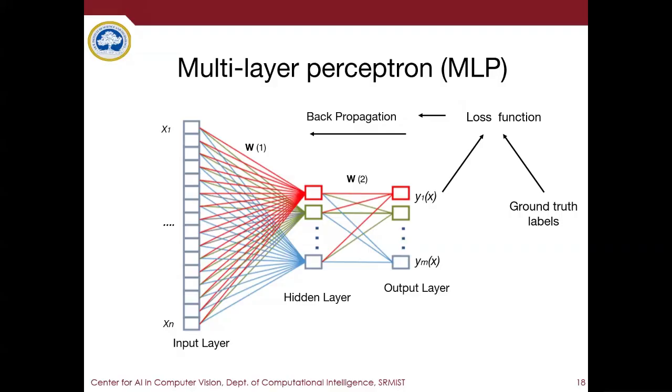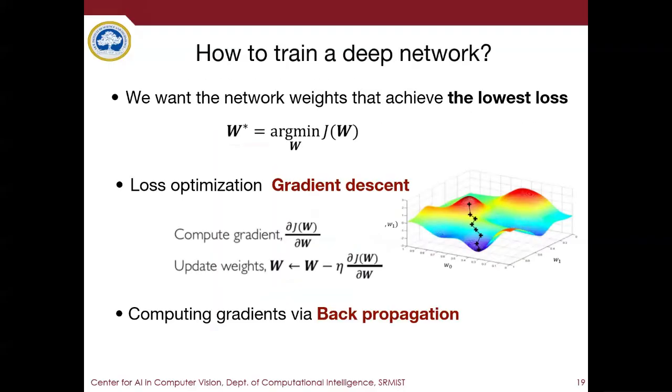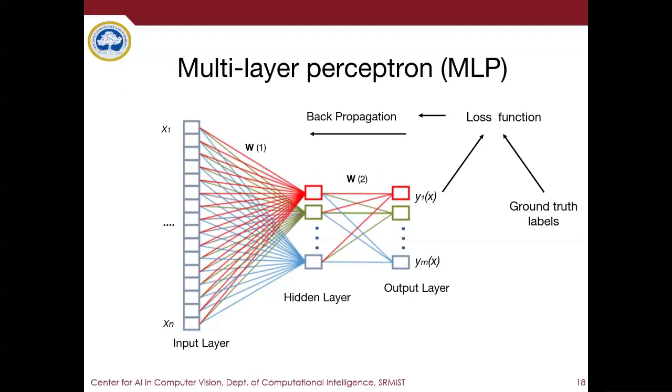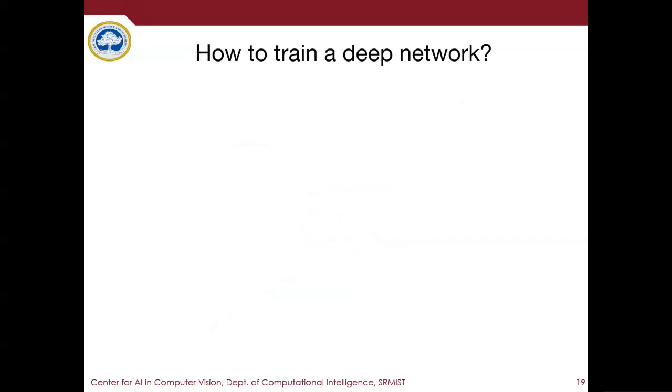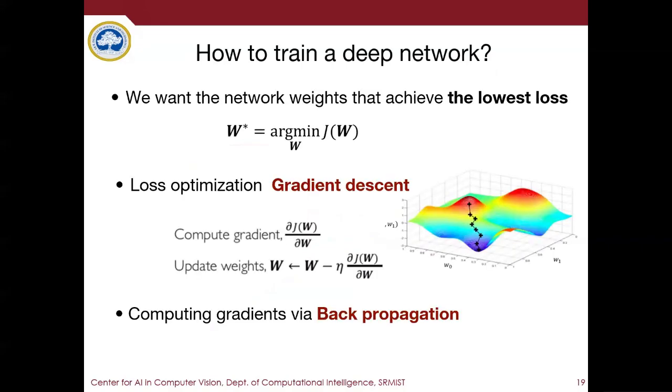In this back propagation, you will be computing the gradients at each step. The gradient of the loss with respect to that particular weight will be computed. Let's call this loss function J. We will compute the gradient, dou J by dou W, that is, the gradient of the loss with respect to the weight. Once you compute it, you update the weights.